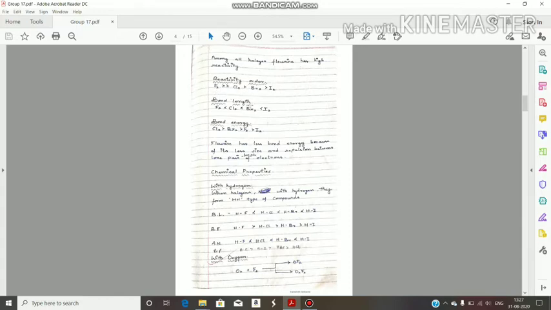Next, there are some more points regarding reactivity of halogens. Which is the most reactive? Fluorine. After that, chlorine, after that bromine, after that iodine. So fluorine is greater than chlorine, greater than bromine, greater than iodine.